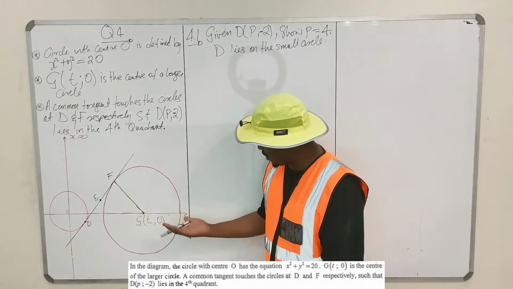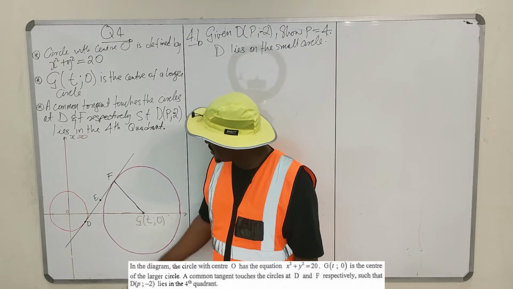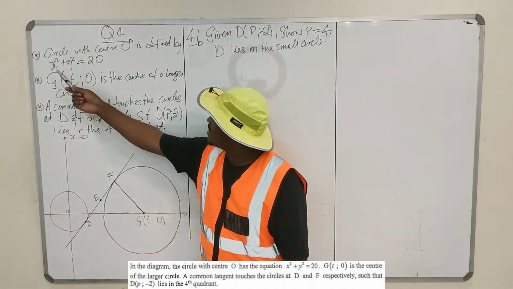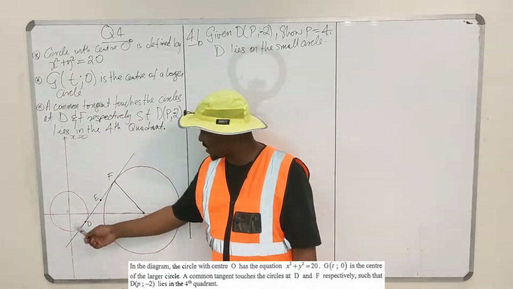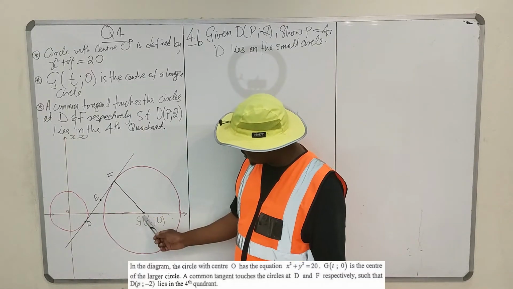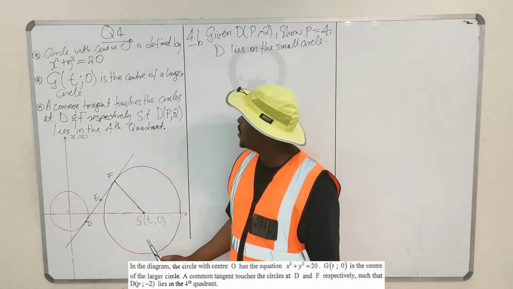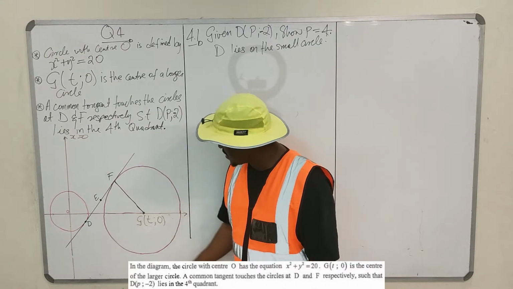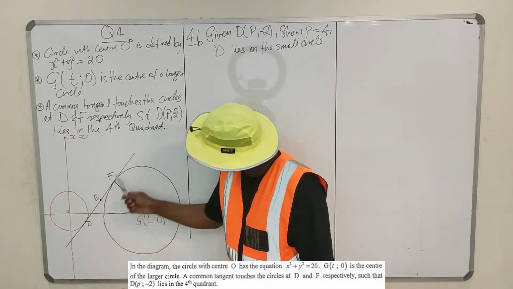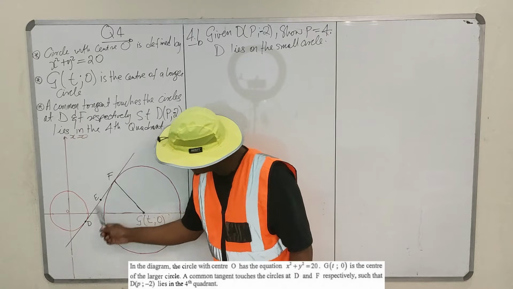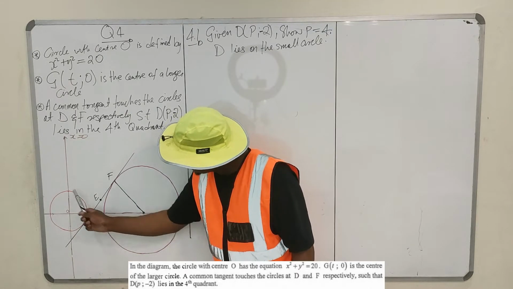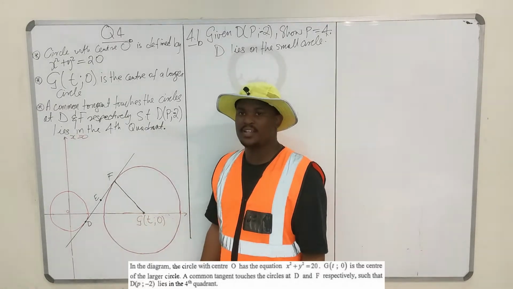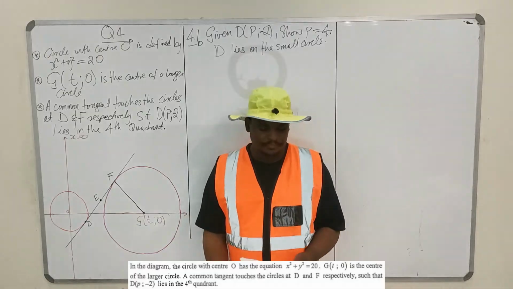So let's just look at this. They are saying this circle, which has the center O, centered at the origin, has the equation x squared plus y squared is equal to 20. This is the equation of this small circle here. They are saying this point G, which has the coordinates (t, 0), is the center of the bigger circle, which is this big pink circle that you can see. And this line here is tangent to the small circle and the big circle at points D and F respectively. That's what they're saying. Okay, no problem.